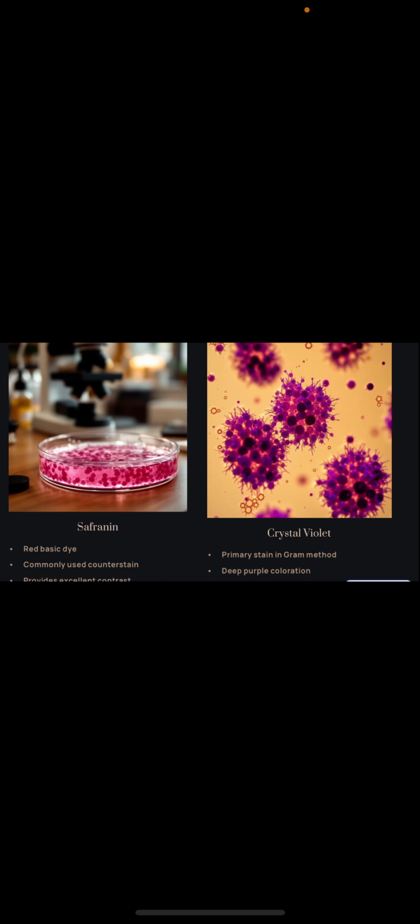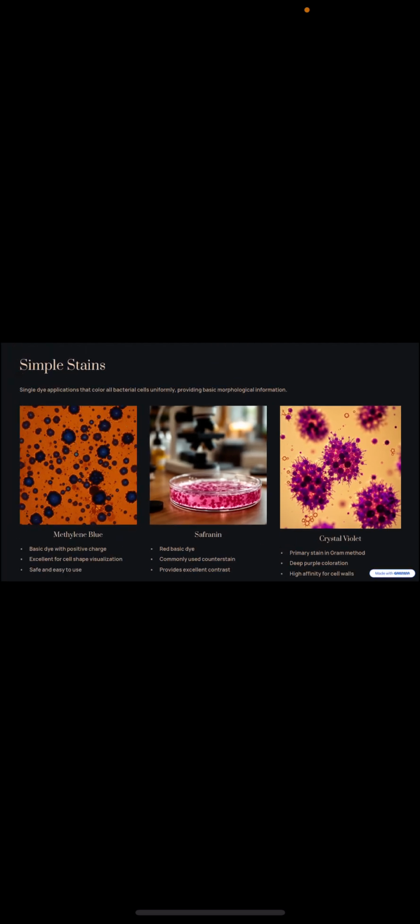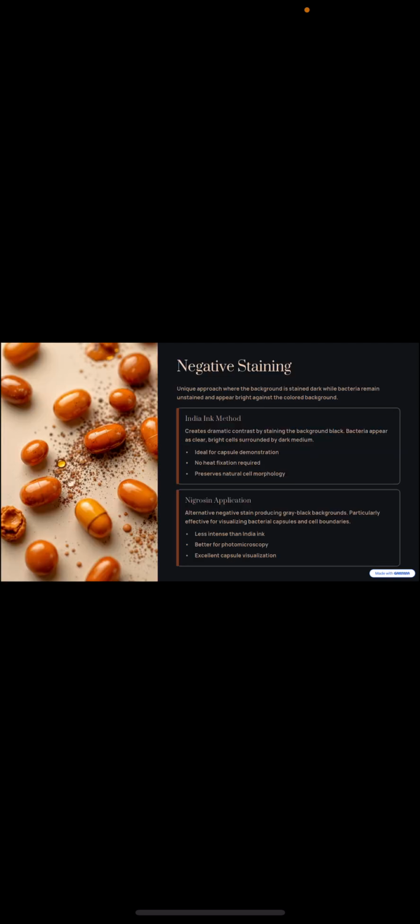Then comes safranin. It is a red basic dye commonly used as a counterstain, providing accent contrast. Then comes crystal violet, which is the primary stain in the gram method, with deep purple coloration and high affinity for cell walls. Also, crystal violet is used in gram staining to differentiate between gram positive bacteria and gram negative bacteria. Moving on to the next slide.